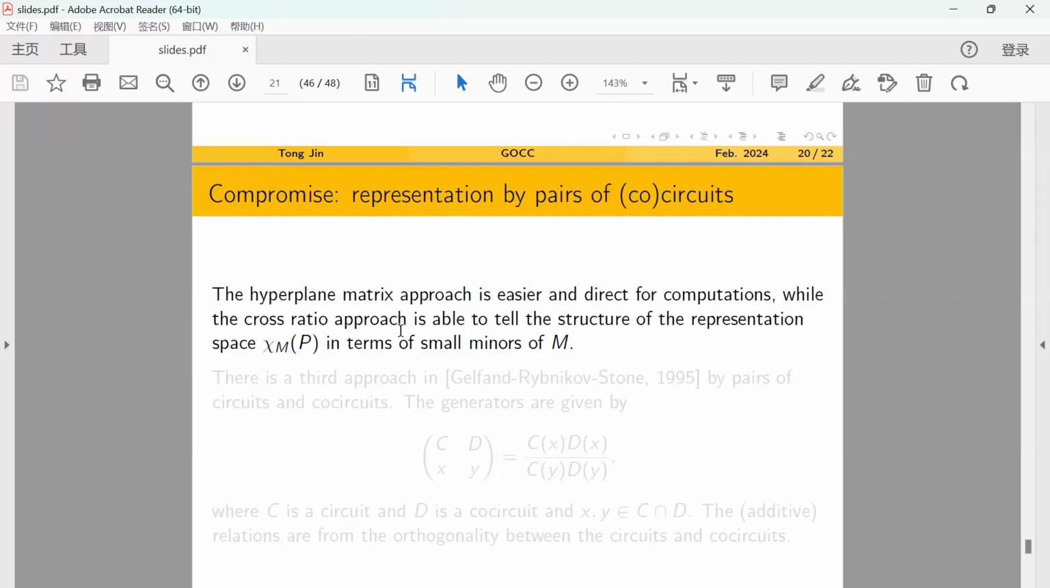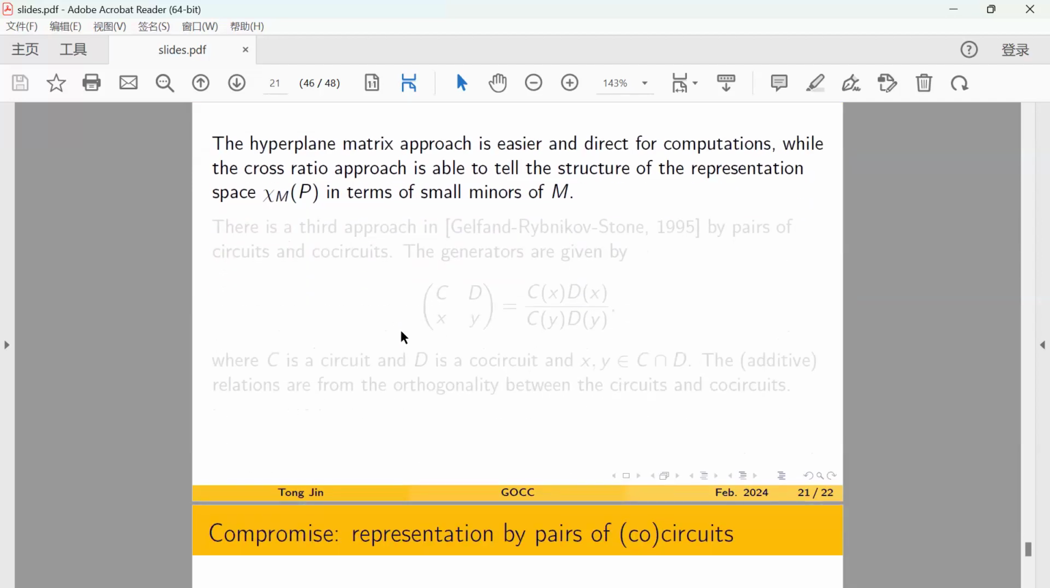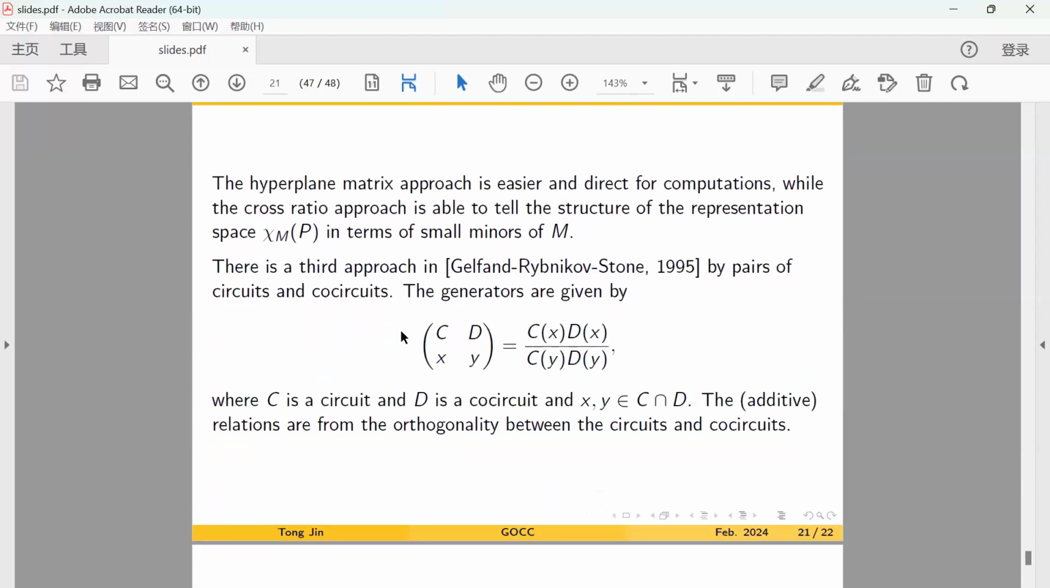Now, there is a third approach by circuits and cocircuits. And similar to the hyperplane function, you can give circuit functions and cocircuit functions. And in that approach, the generators are given by also a ratio of the form, say, C, D, X, and Y. Here, C is a circuit, D is a cocircuit, and X and Y are elements in the intersection. And the generator is given by, say, X times dx over, say, Y times dy.